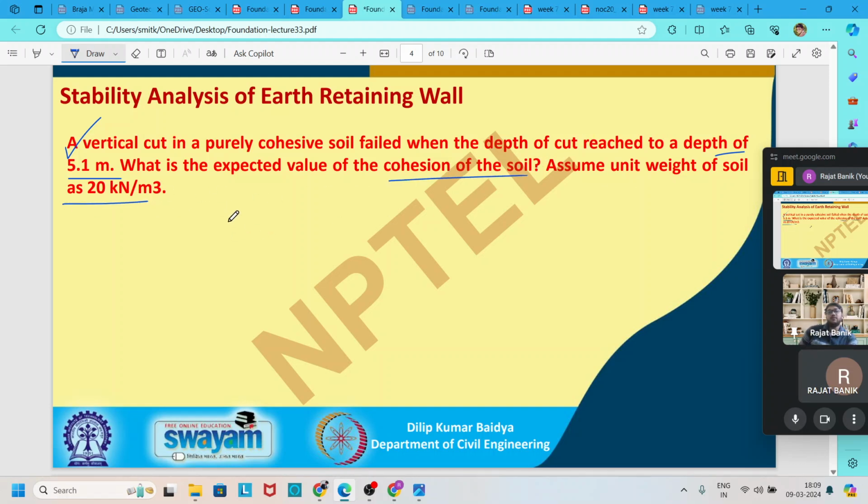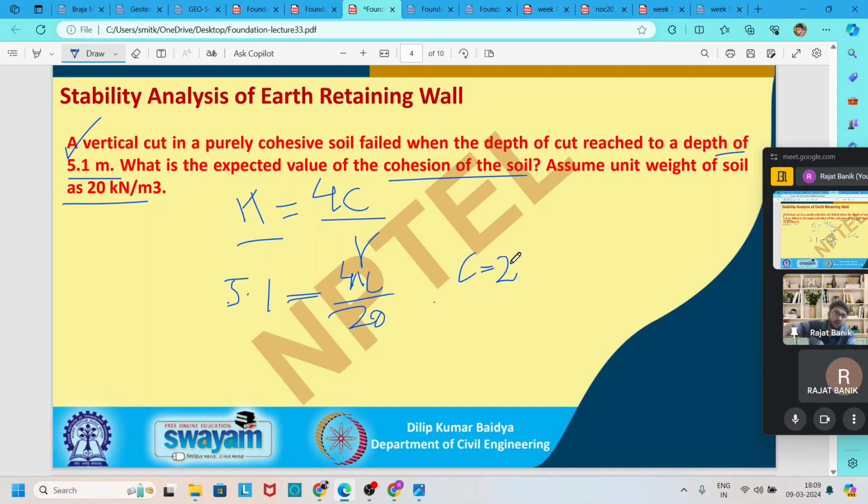We know that the maximum depth for pure cohesive soil is H equal to 4C divided by gamma. So put all these values. H is 5.1, 4 into C, we have to find out C, and gamma is given 20. So C is 5.1 into 20 divided by 4, which is 25.5. C is equal to 25.5 kilonewton per meter square.